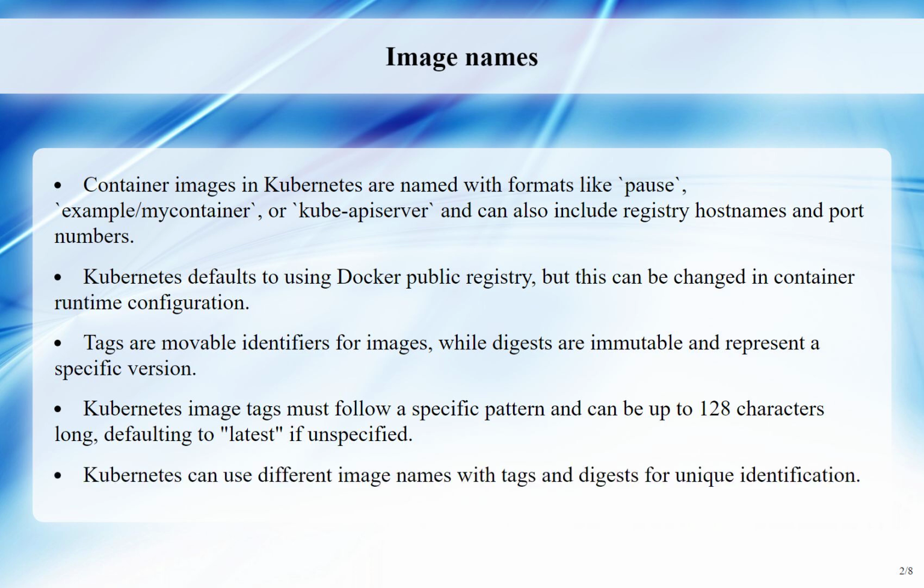Examples of image names that Kubernetes can use include busybox, busybox:1.32.0, registry.k8s.io/pause:latest, and registry.k8s.io/pause:3.5. Digests consist of a hash algorithm and a hash value, providing a unique identifier for an image. Only the digest will be used for pulling in cases where both tag and digest are specified in the image name.